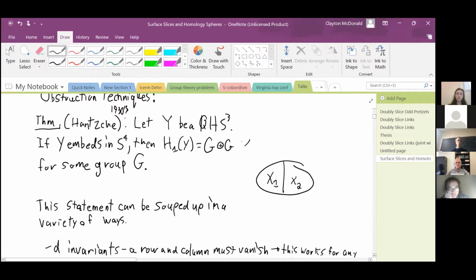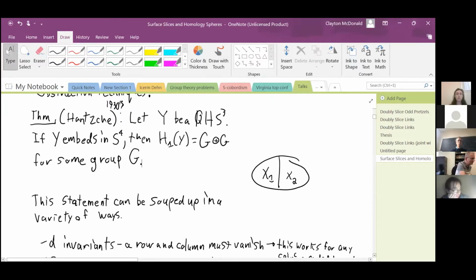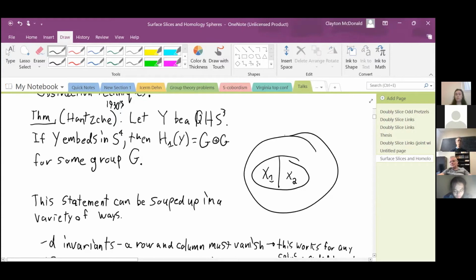And the idea is that something particular about their homology tells you something in particular about the spin C graded d invariants. In particular, we already know, if we're following this obstruction, that H1 would have to be in the form G plus G. So we know that the d invariants are going to be a G plus G torsor. And in particular, a row and a column of them will have to vanish. And those correspond to these four manifolds that would be making up the splitting of S4.